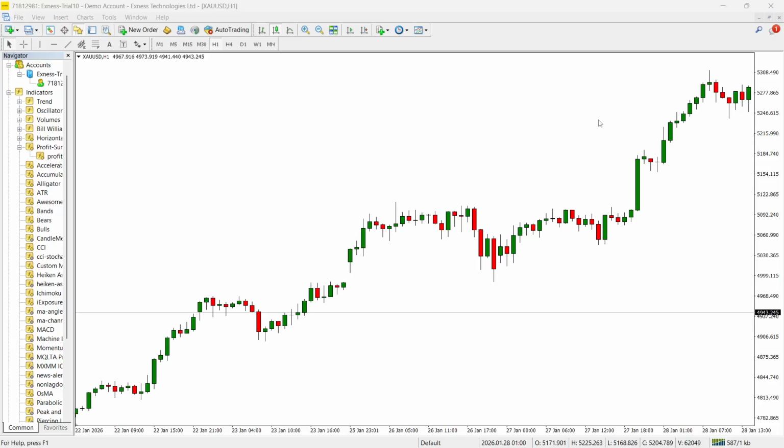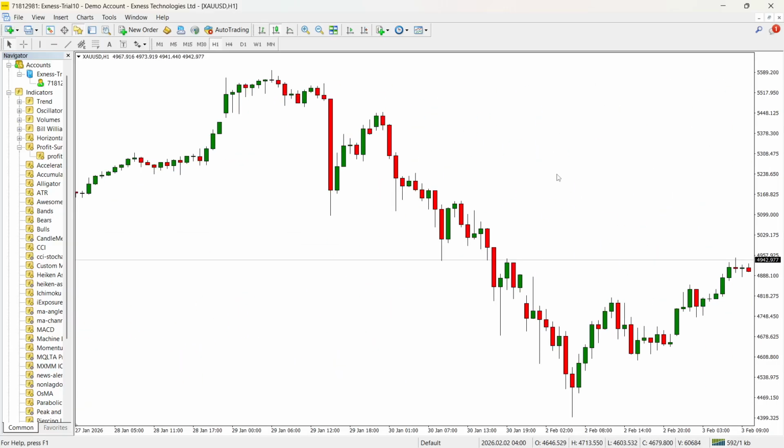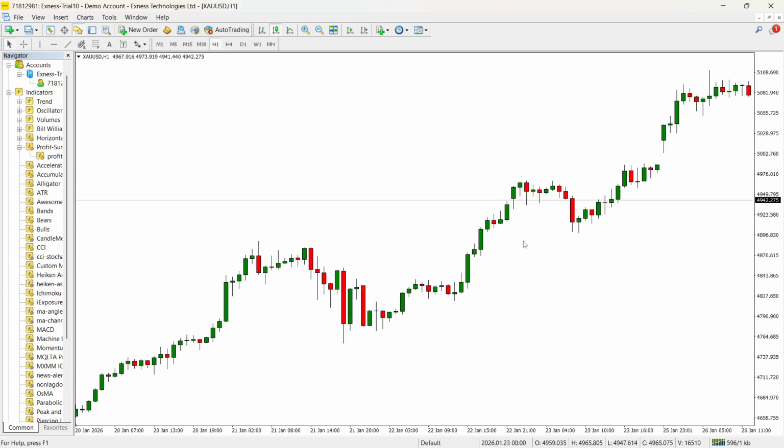Hello traders, welcome to this video on the profit sunrise indicator for MT4. In this video, we'll look at how this signal indicator appears on the chart, what its signals imply, and who it suits.